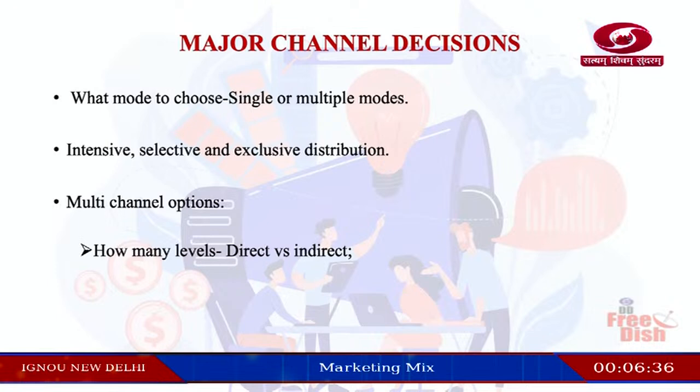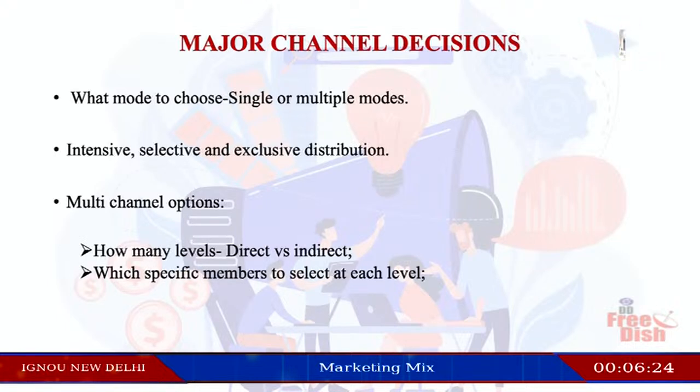Do you have, within each channel that you have chosen, for example, indirect distribution, wholesalers, retailers, and so on, specific numbers to select at each level? So if you want to cover North India, how many wholesalers, how many retailers, and so on.